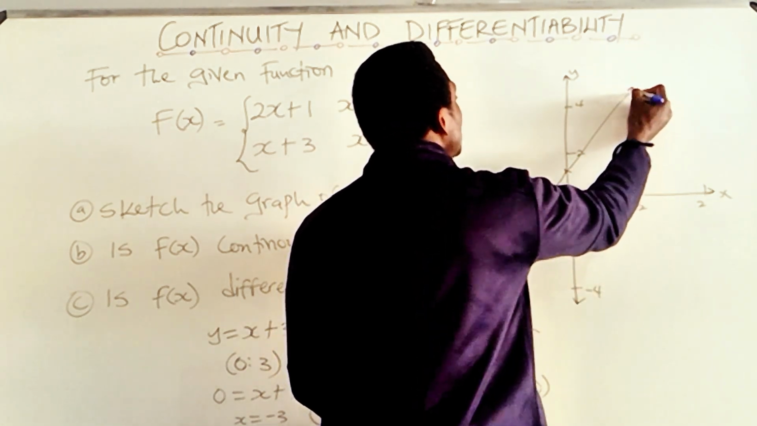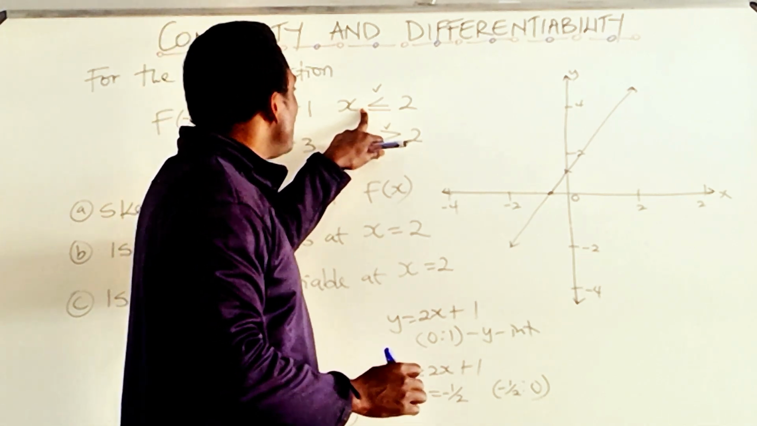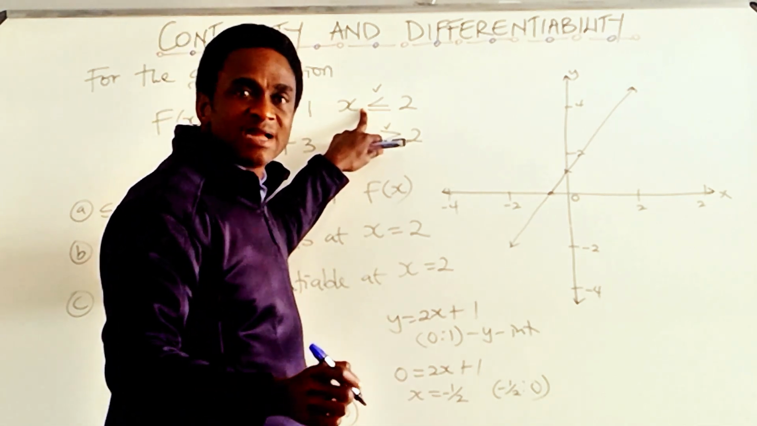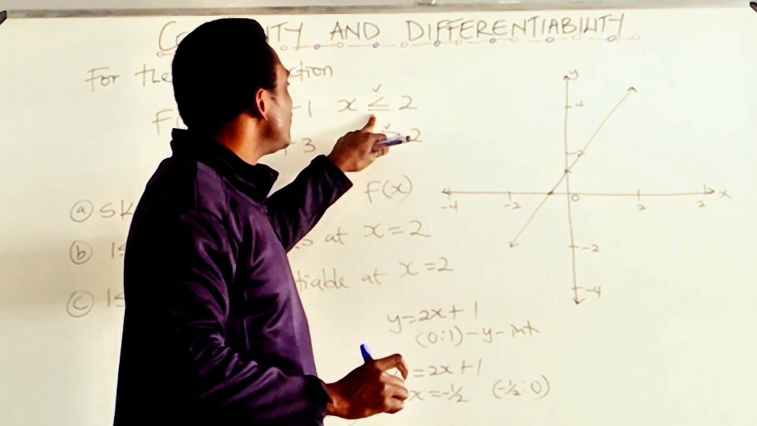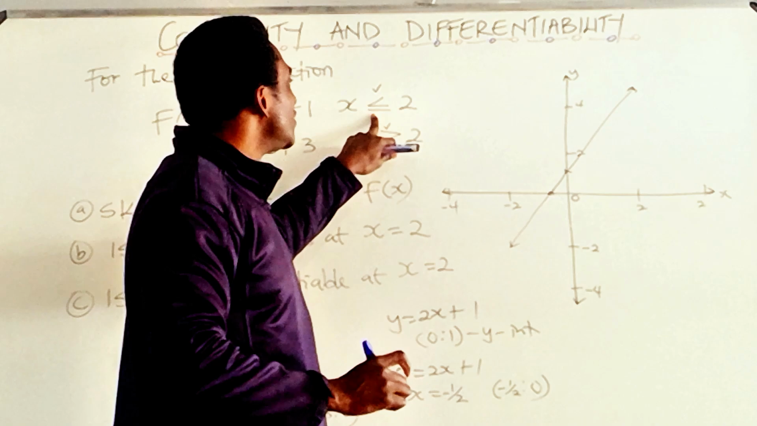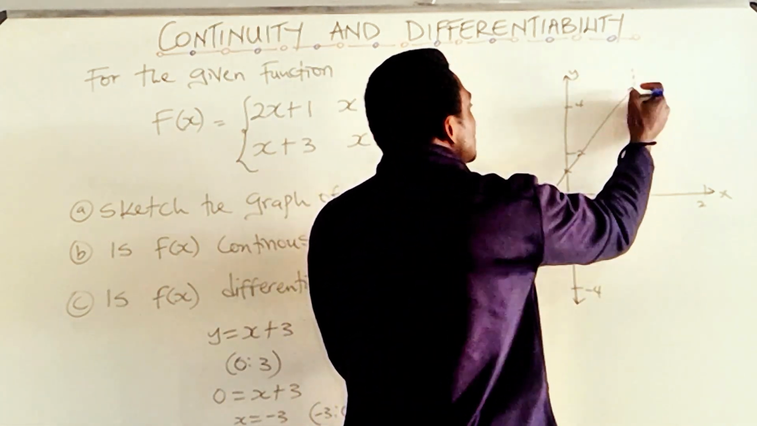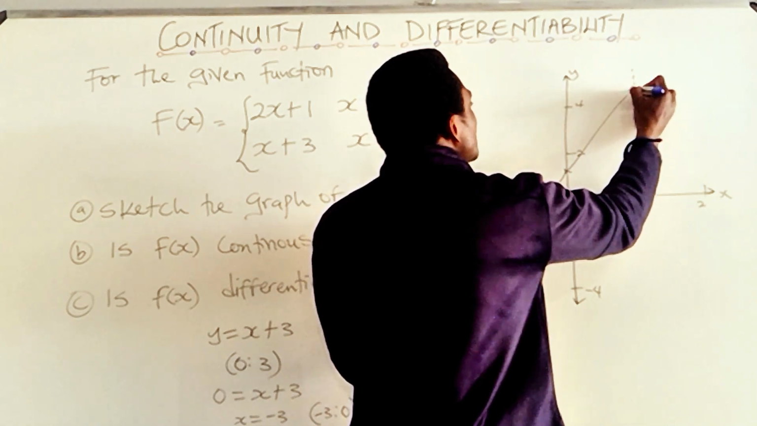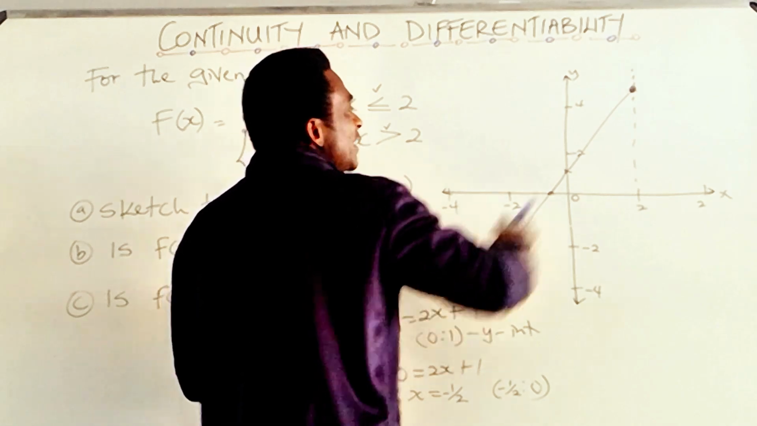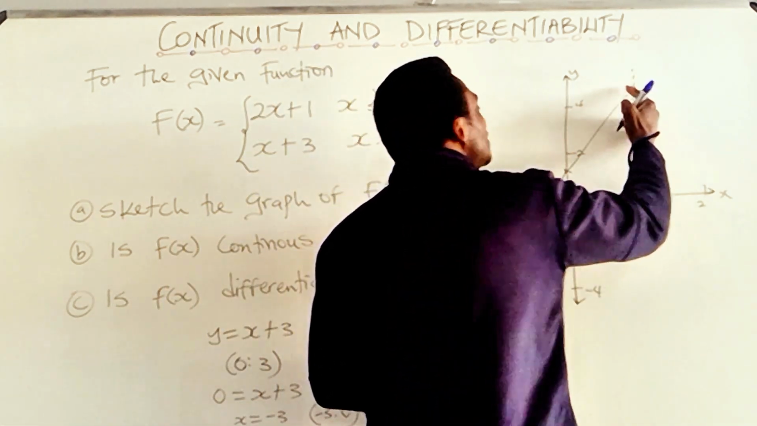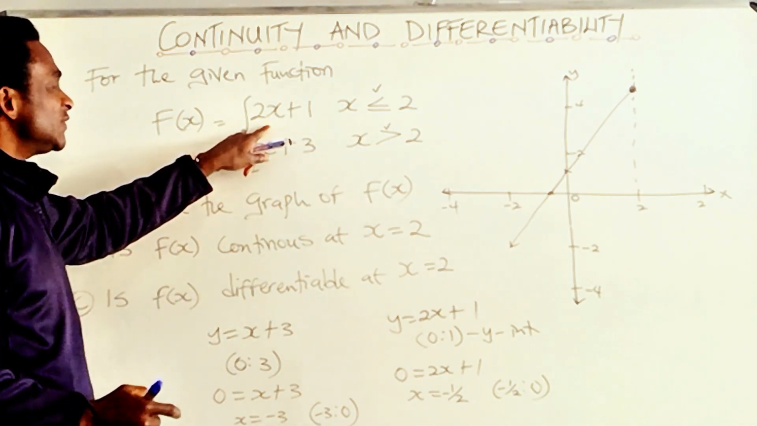Then remember that they gave us a condition. They said that x must only be a value that is less than or equal to 2. So this graph can never escape this. It must be less than or equal to 2. So we can only take this part, it cannot get over 2. So that is the graph of this function.